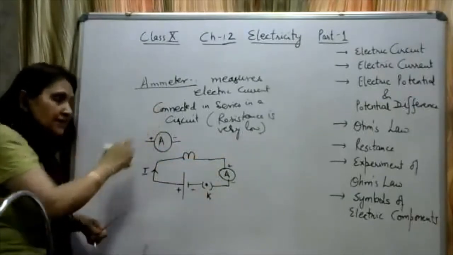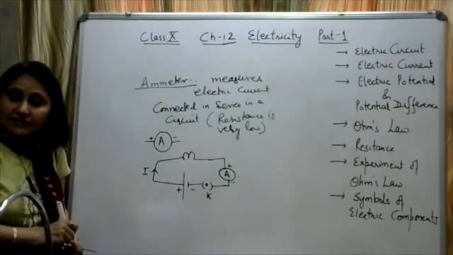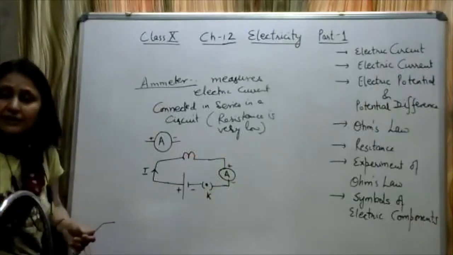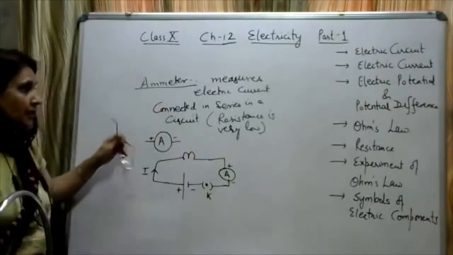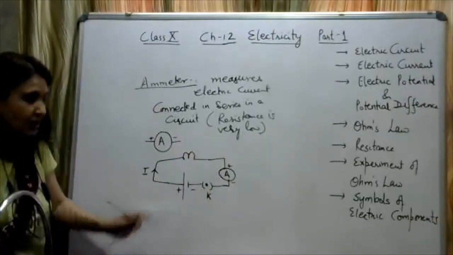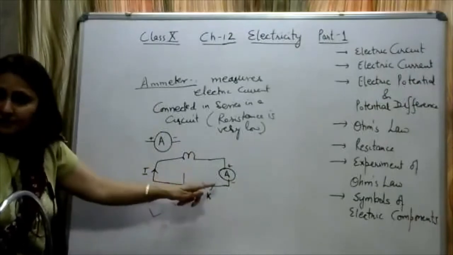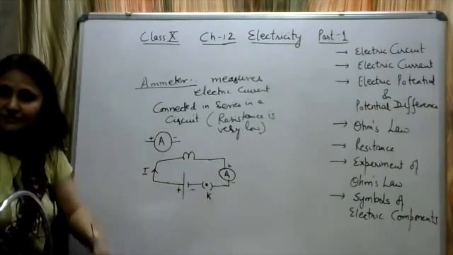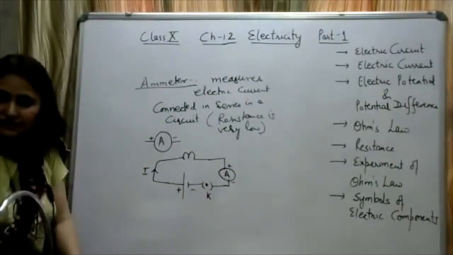Okay, so an ammeter is a device which measures the electric current in an electrical circuit. It is always connected in series in a circuit because its resistance is low. And this is a circuit diagram in which we have shown that the ammeter is connected in series.